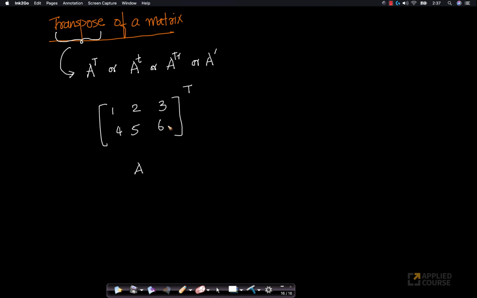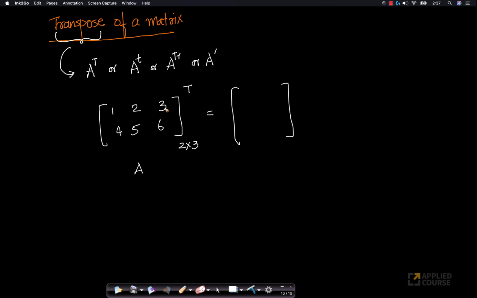Remember, what is the order of this matrix? It has 2 rows and it has 3 columns. So the transpose of this matrix is nothing but you basically take each row, take your first row, and write it as the first column. Make the rows of the original matrix the columns of the second matrix.